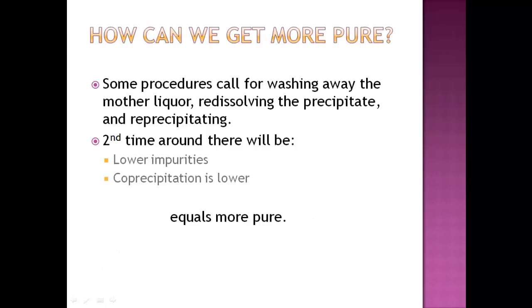So the big question is, how can we get more pure? In this slide, which I should have shown before, you can see a way to get more pure is redissolving the precipitate and reprecipitating the whole thing again, like I talked about before. The second time around, you're going to have lower impurities, and your co-precipitation is going to be lower as well, which equals more pure.